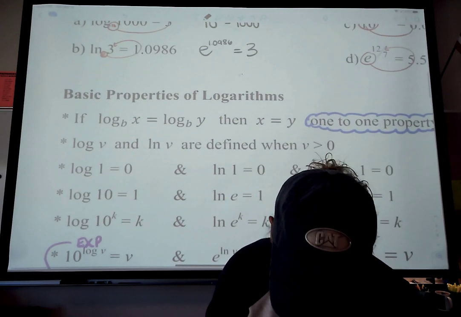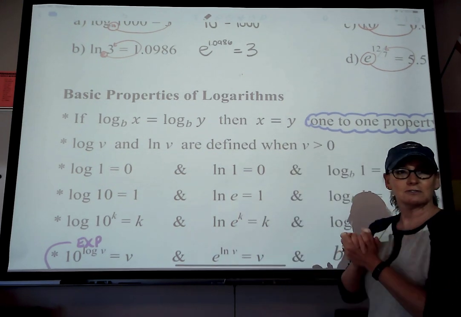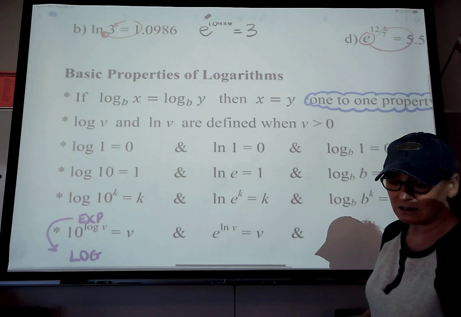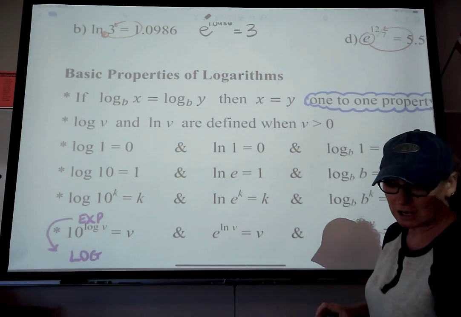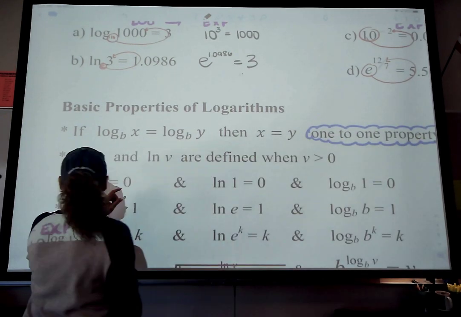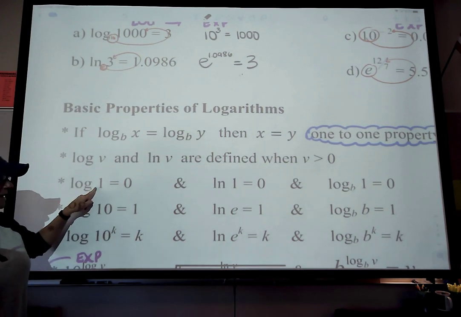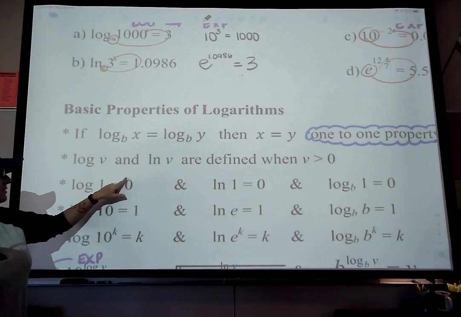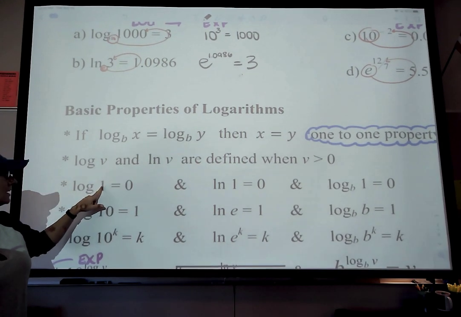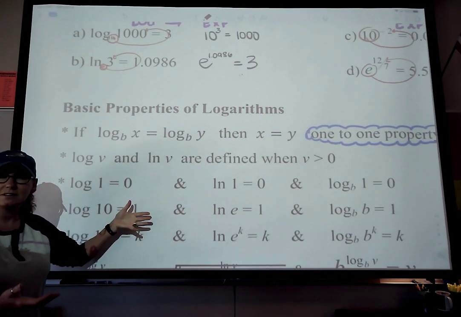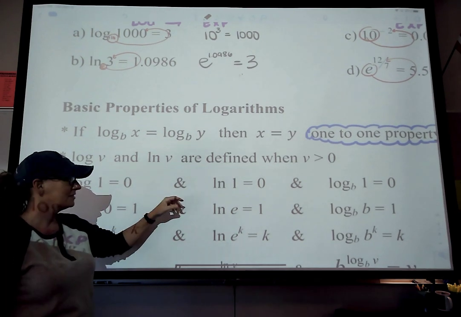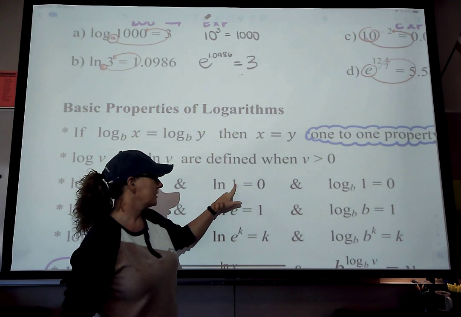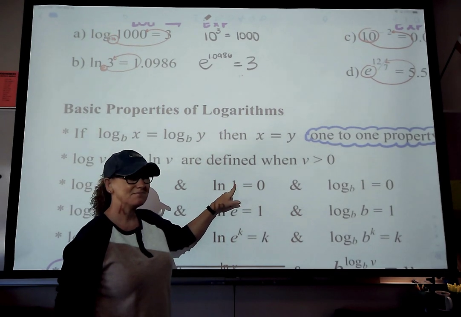Ready? Let me go over these. Pencils down, just watch. I'm going to ask you to memorize them. You're going to be like, oh my gosh. No. They're not bad at all. I promise. Ready? Your base is 10, right? 10 to the 0 power is 1. Y'all knew that. E to the 0 power is 1. Y'all knew that.